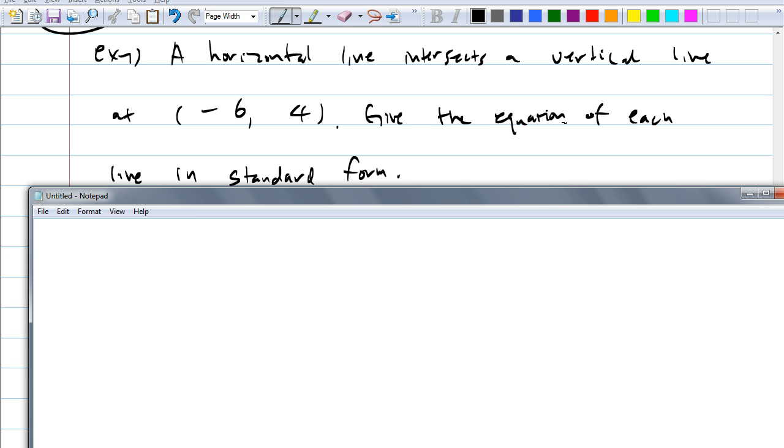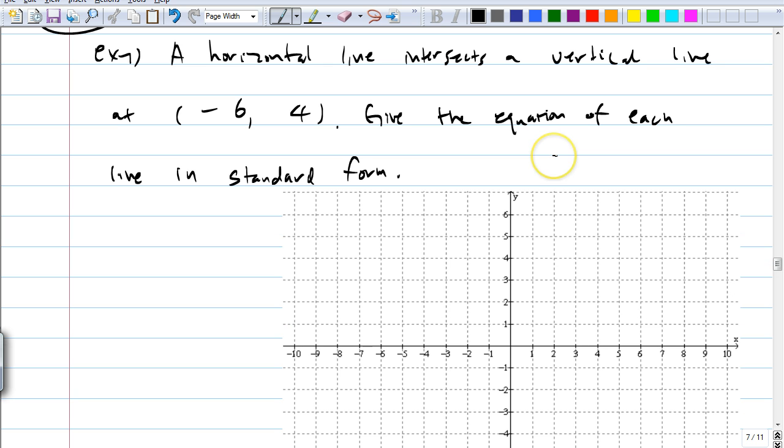They want you to give the equation of each line in standard form. Okay, go ahead, everybody try. I'll wait. Okay. All right, so like I said before, it's a good idea to sketch what's going on here. So can somebody tell me what's going on?